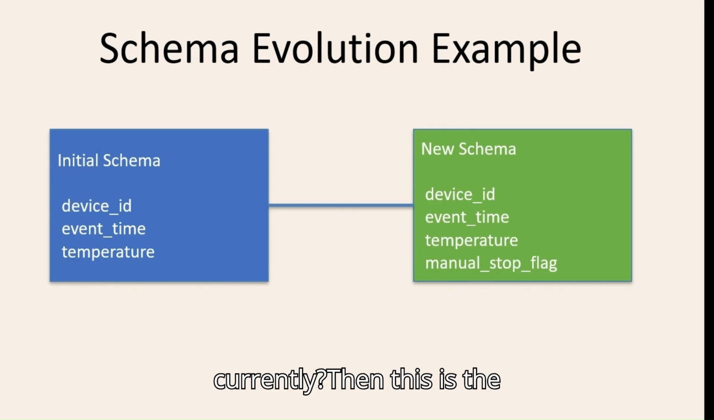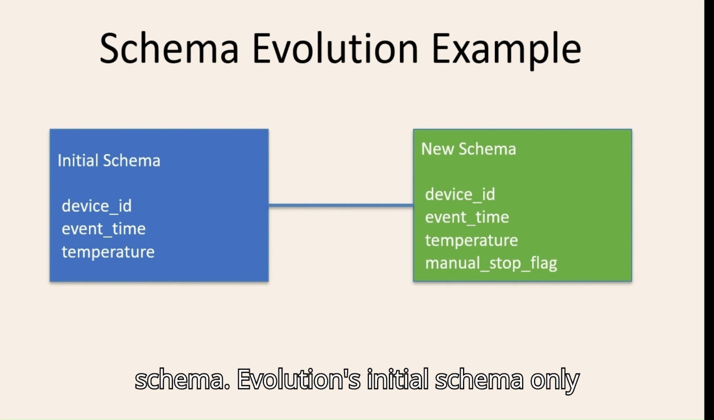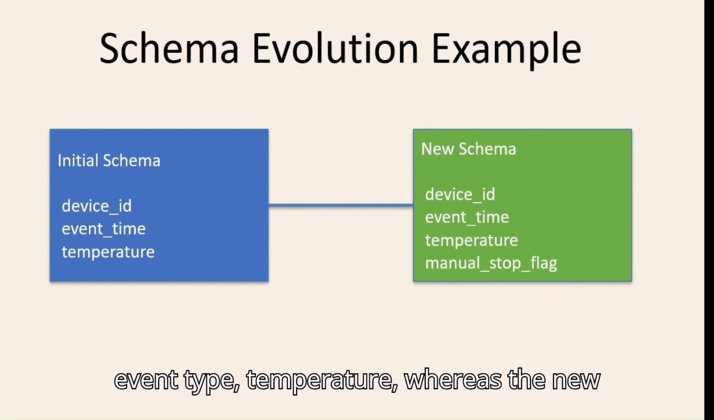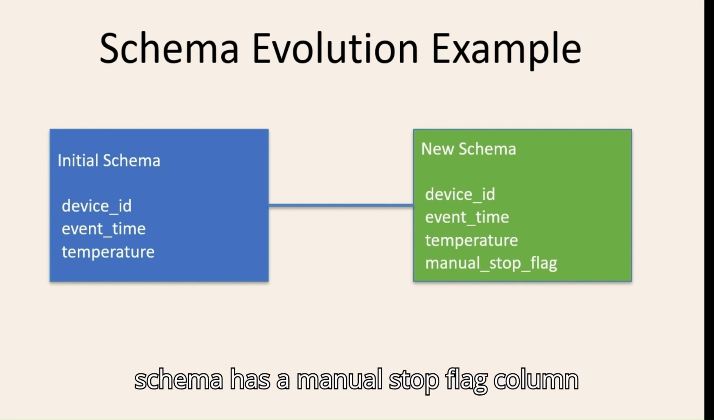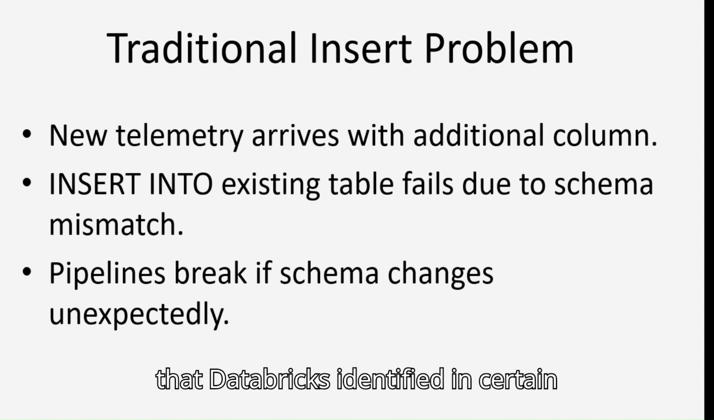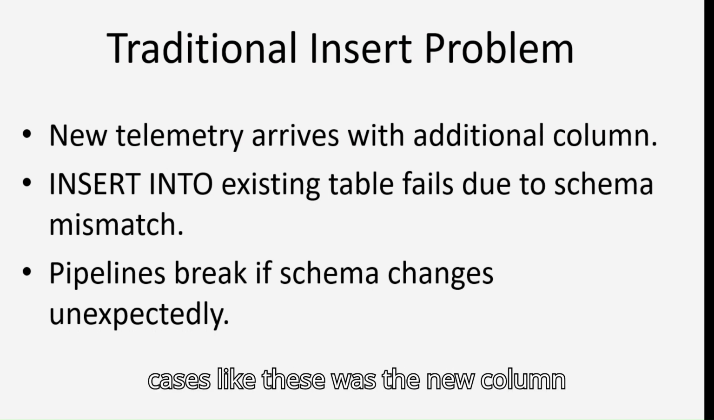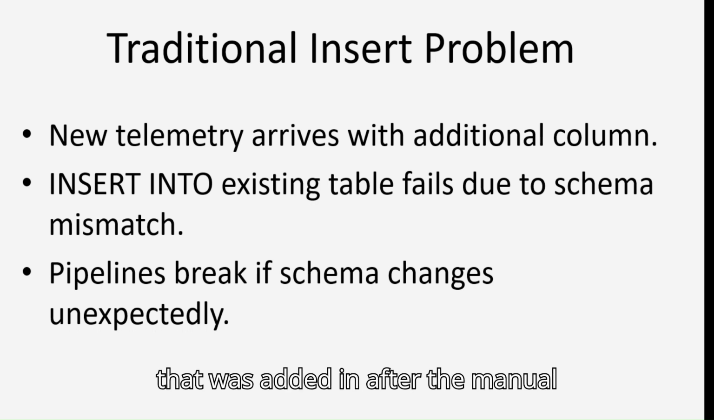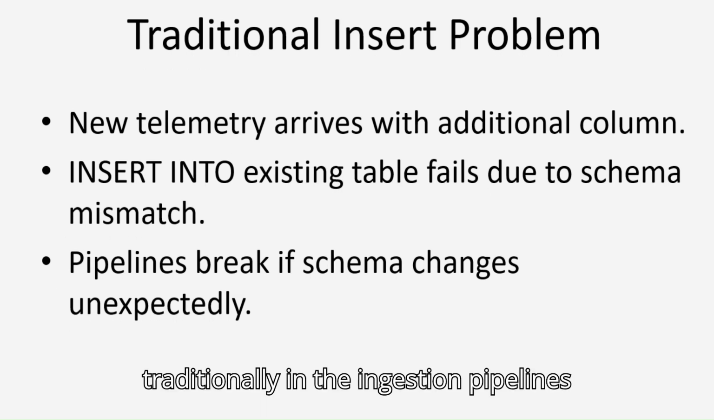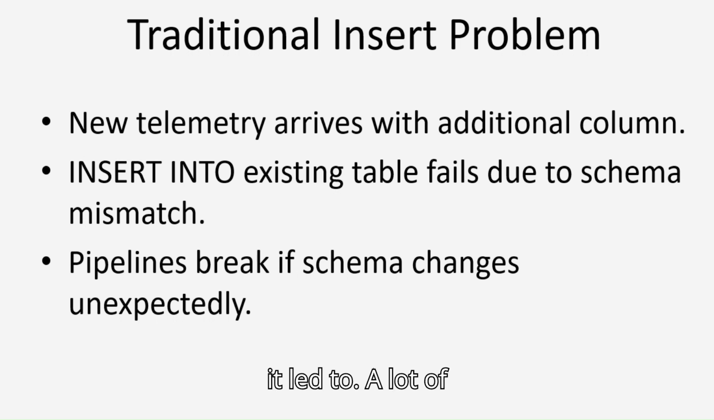Then this is the schema evolution. The initial schema only consists of three columns: device ID, event type, temperature, whereas the new schema has a manual stop flag column added. The problem that Databricks identified in cases like these was that after the manual override flag was added, we needed to either drop and create the tables, and traditionally in the ingestion pipelines, it led to a lot of failures and pipeline breaks.